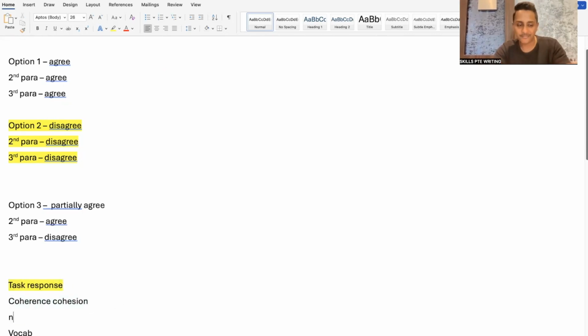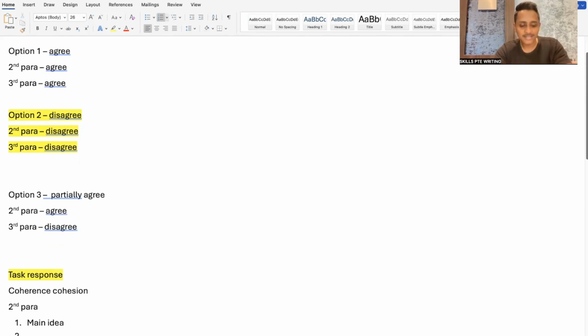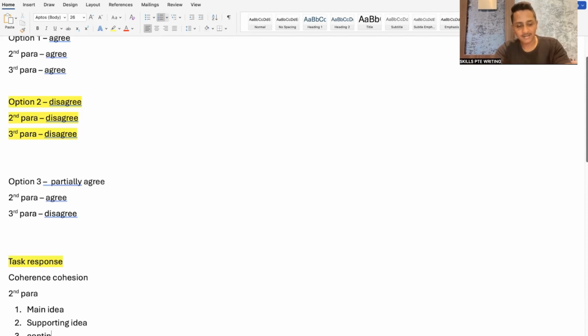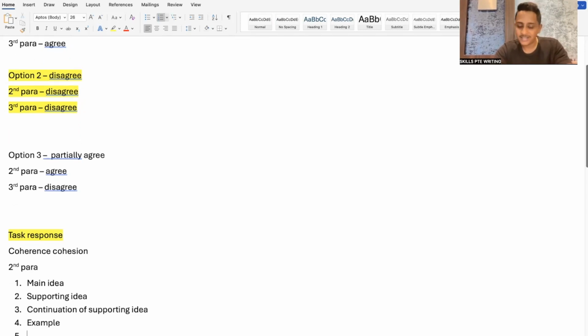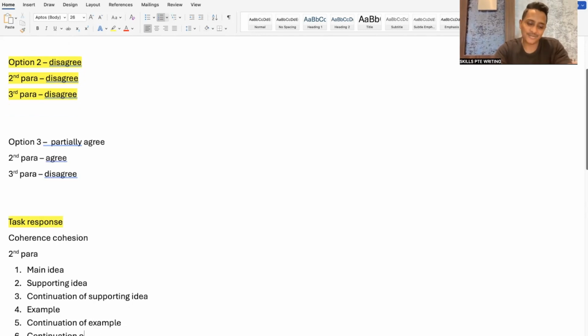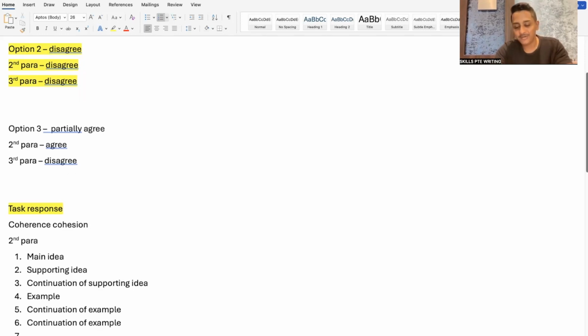Second paragraph. Sentence 1, main idea. Sentence 2, supporting idea. Sentence 3, continuation of supporting idea if possible. Sentence 4, example. Sentence 5, continuation of example. Sentence 6, continuation of example. Sentence 7, if required, you can add a conclusion. This is a whole bundle of thoughts. This entire thing will prove whether you get a 7 or not, not just writing task response.